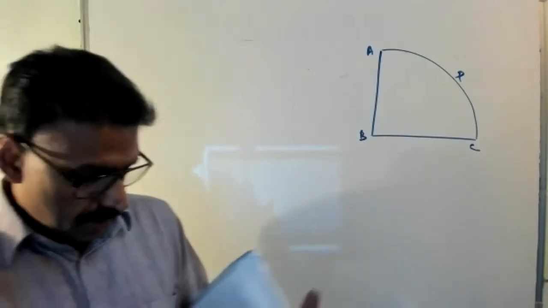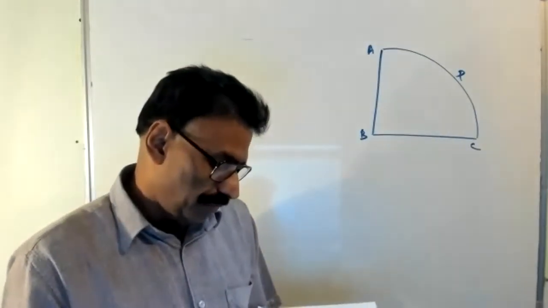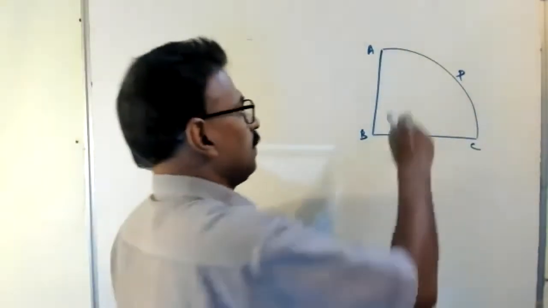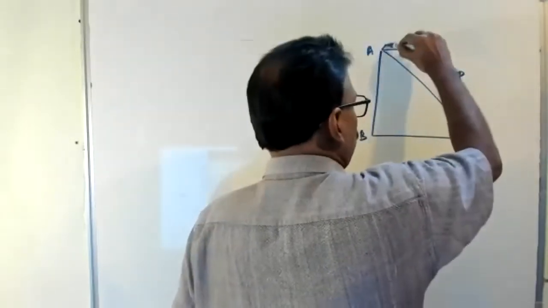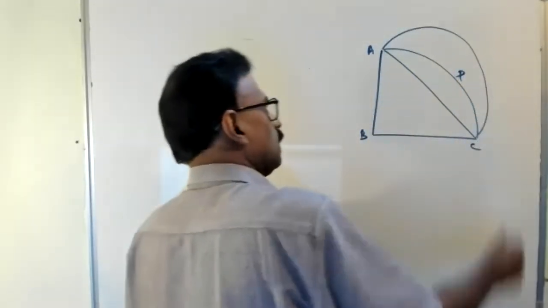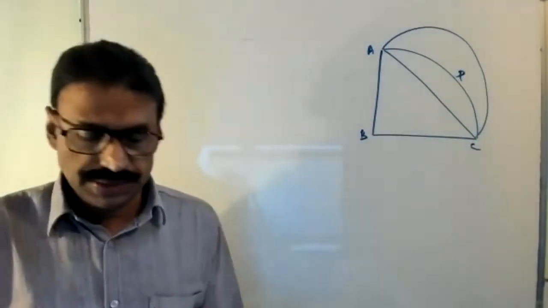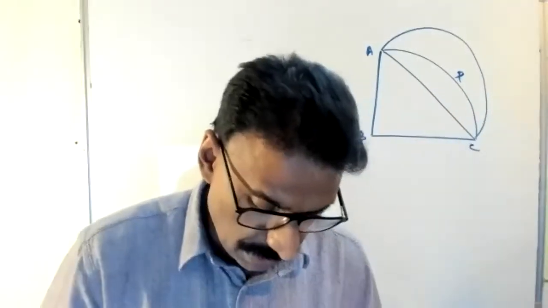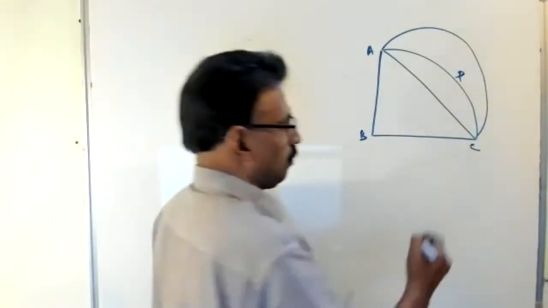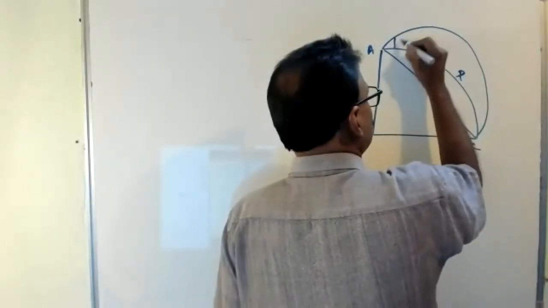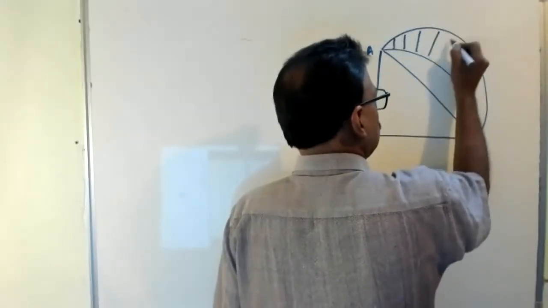Okay, then with AC as diameter, a semicircle is drawn like this. With AC as diameter, a semicircle is drawn. Find the area of the shaded region.